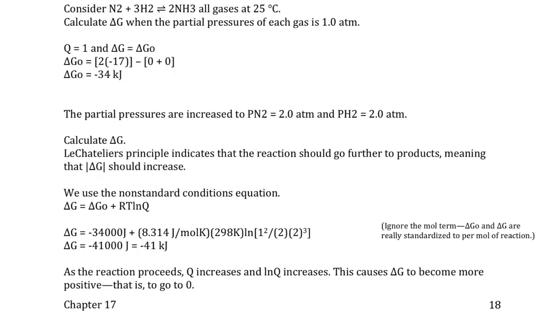Our reaction is that we have 2 NH3 in the top, so we have the 1 atmosphere pressure squared, divided by N2, its value is 2 atmospheres, divided by H2, which has a value of 2 atmospheres, cubed because of our stoichiometric coefficient there. So we calculate delta G to be negative 41,000 joules, which we could convert to negative 41 kilojoules.